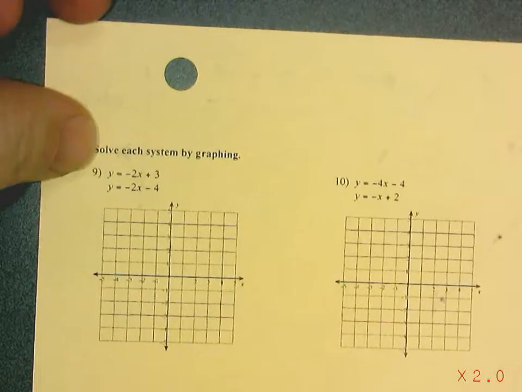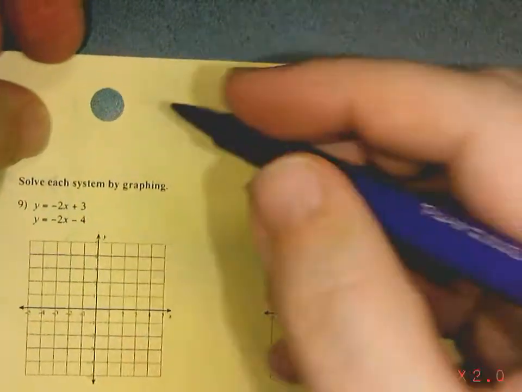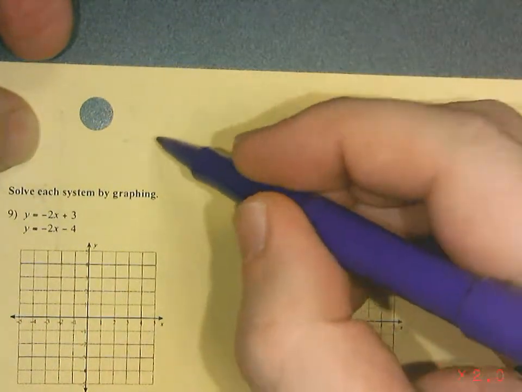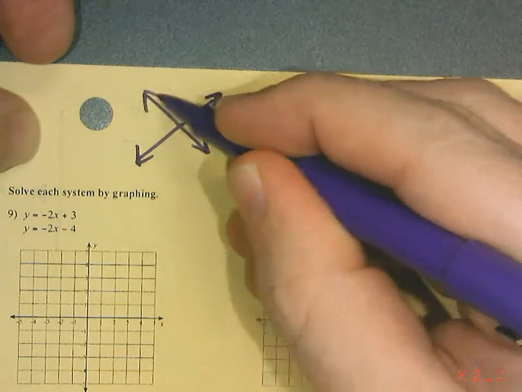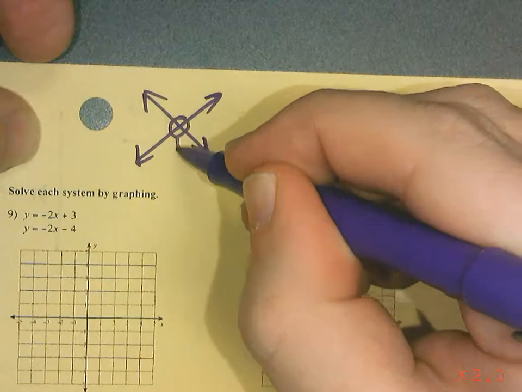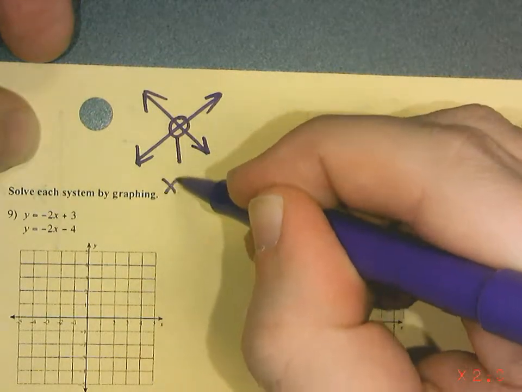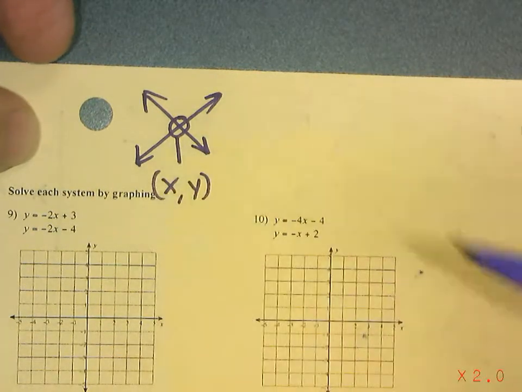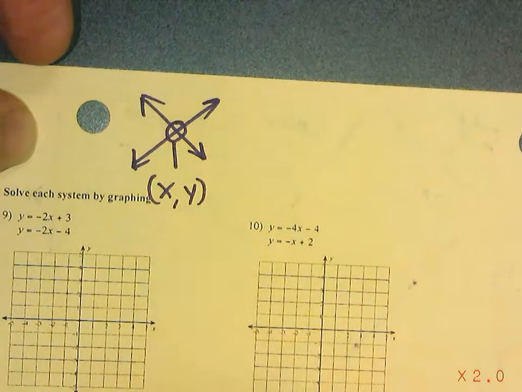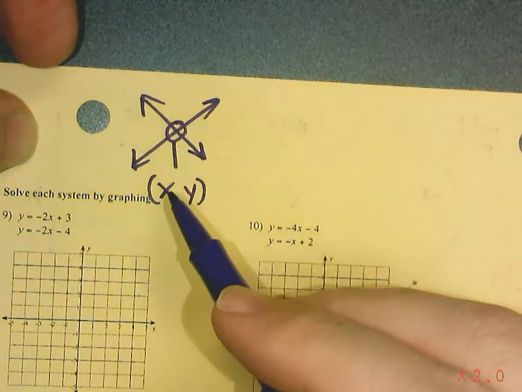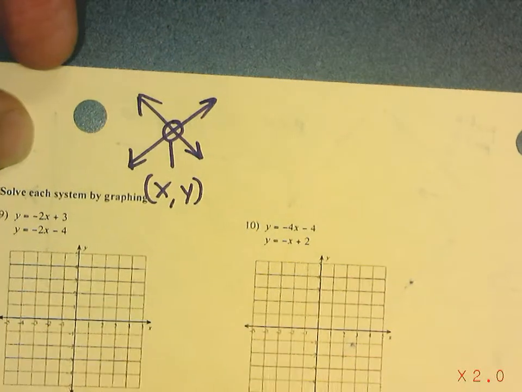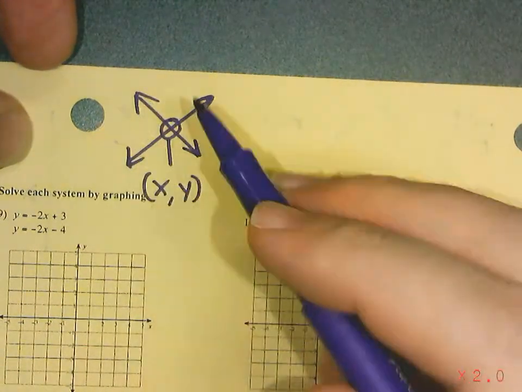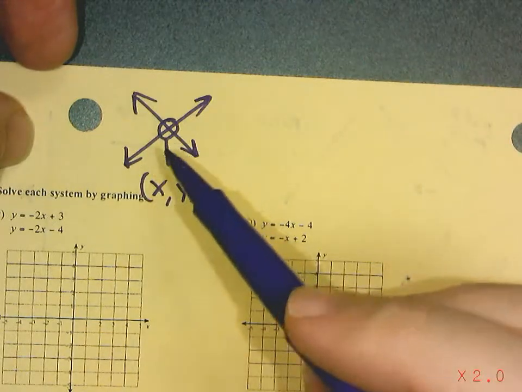Okay, so let me give you some examples of a system. So in a system, you might have some intersecting lines like this. Okay, right here, this point, whatever that is, that's what we need to figure out. This is what we'd call a one solution system, and that solution would be the point where they intersect, the x and y coordinate there. Okay, so there are 3 types of systems. This is one of them.